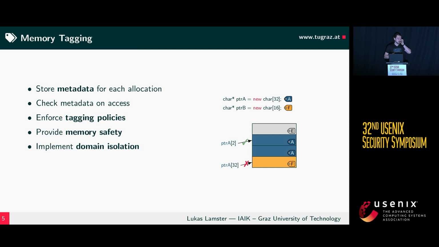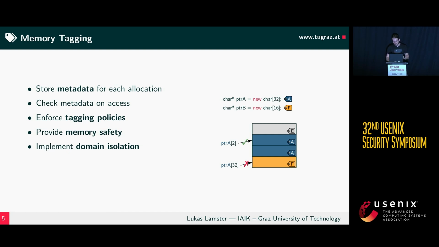So we enforce what's called a tagging policy. The tagging policy defines how we interpret this metadata and what we do with it. Memory tagging is usually used to provide memory safety. It can also be used to implement domain isolation. There's a wide variety of tagged memory architectures that each have their own tagging policies, their own granularities, and how they work differs greatly, basically.